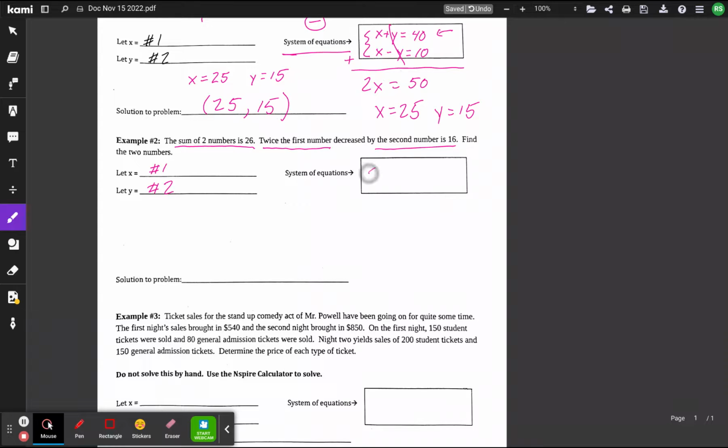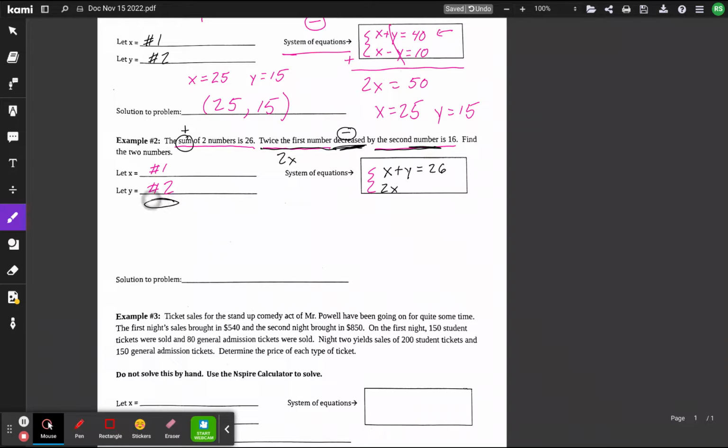Our first equation: the sum of two numbers is 26. We remember that sum is addition, so x plus y equals 26. Our second equation: twice the first number, that's being multiplied by 2, so in this case that's going to be 2x. Decreased tells us subtraction by the second number.